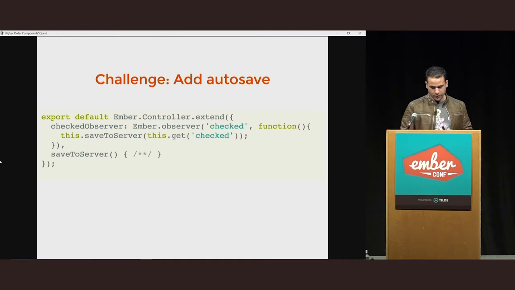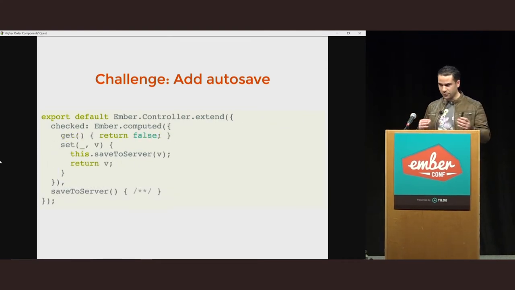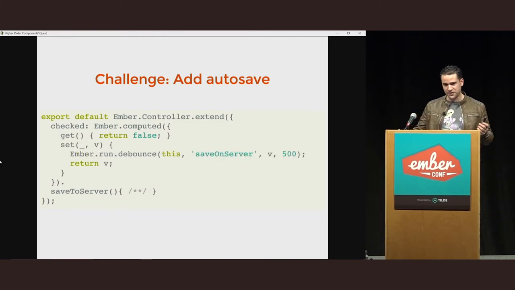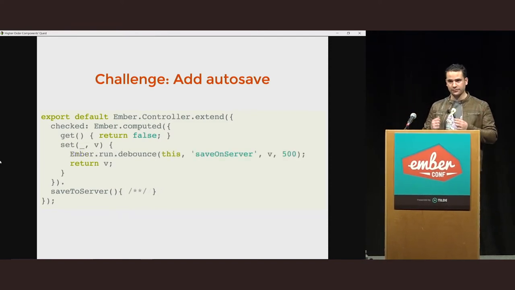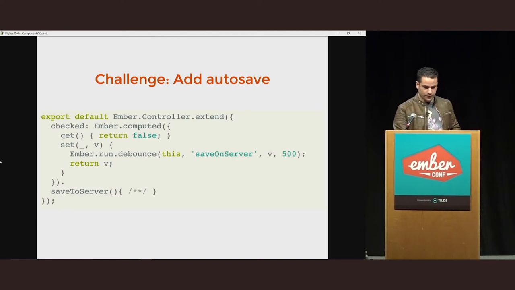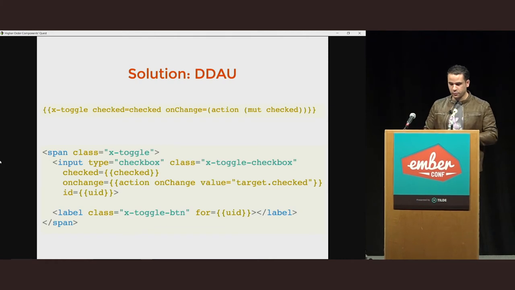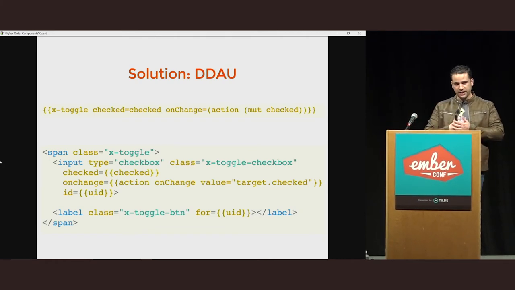Or in a more convoluted example, you could even have computed properties with getters and setters and do something, maybe some asynchronous thing. But if you, for example, want to not modify this value until you actually get a response from the server, you can't. So the solution for this is well known. It's data down, actions up. That means being explicit about how the state flows.